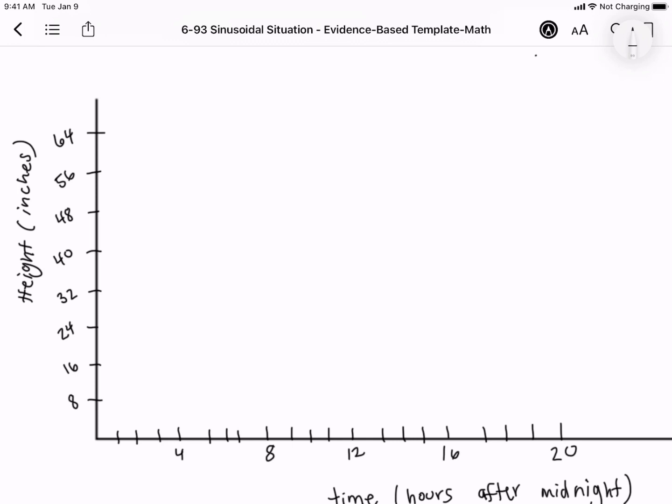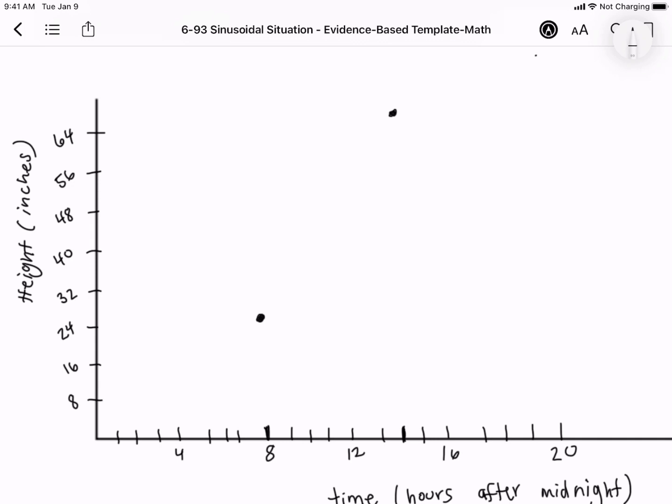So at 8, the height is 24 inches. And then at 14, which is right here, at 14 the height is all the way at 64. That looks alright.